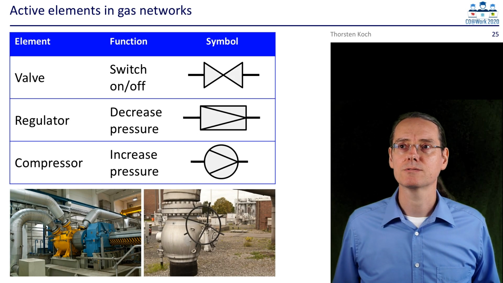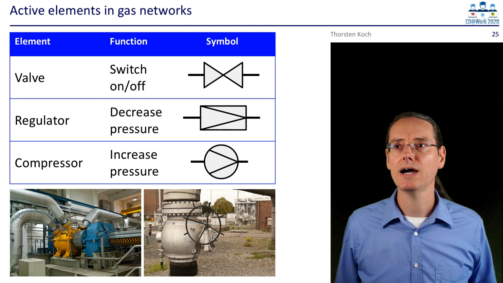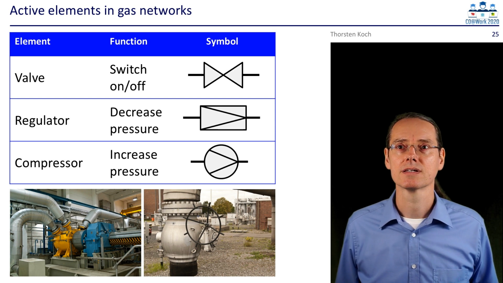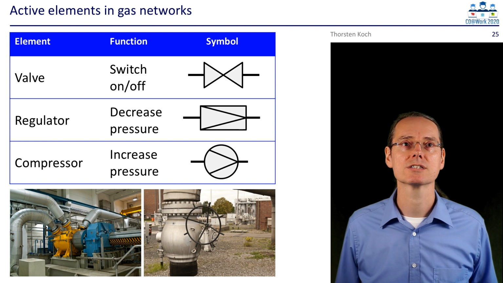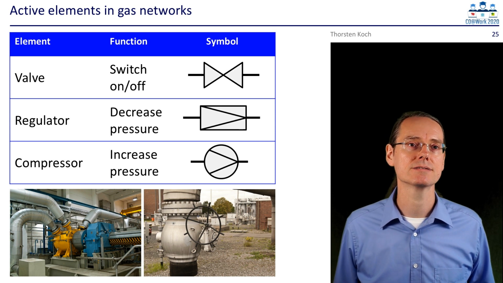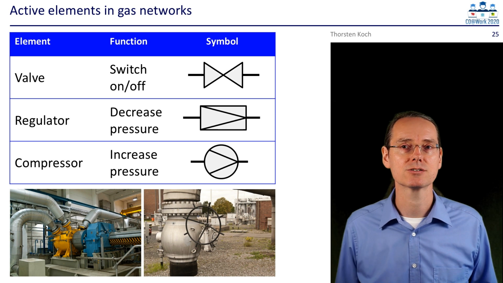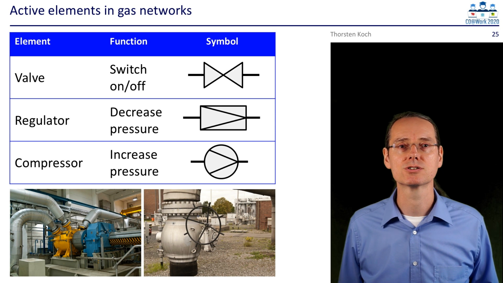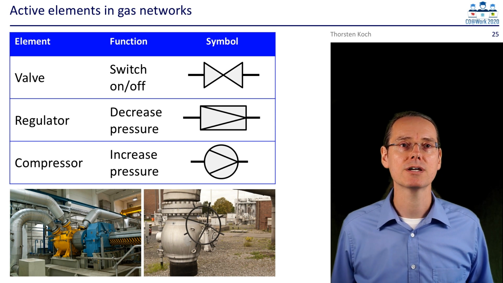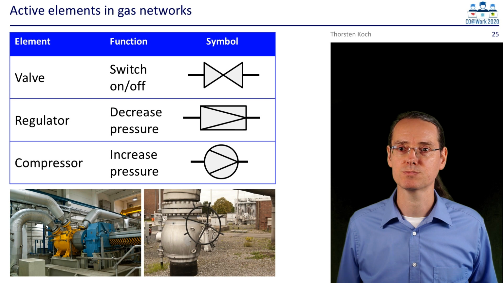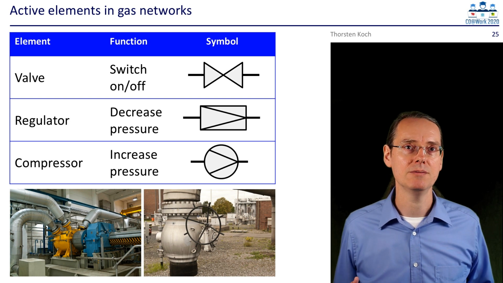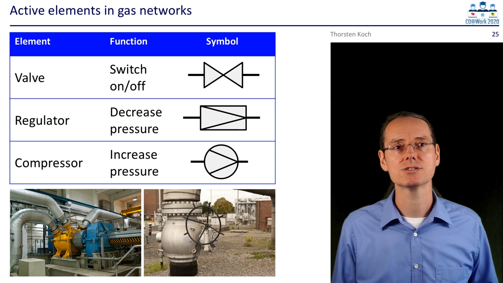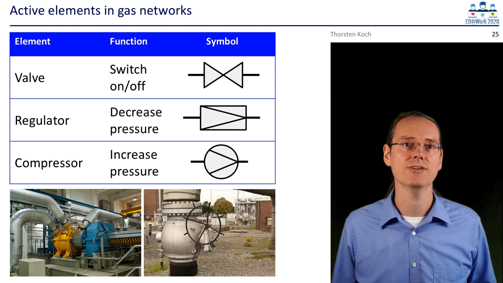Now we want a network that we can actually control. So apart from the pipelines to connect things, we have 3 active elements. We have valves, which allow us to switch something on and off, basically have the pipeline connected or not connected. Then we have a regulator, which allows us to decrease pressure. And we have a compressor, which allows us to increase pressure. And with these three elements, we basically can achieve whatever we want. The pictures you see are a compressor machine and a valve.